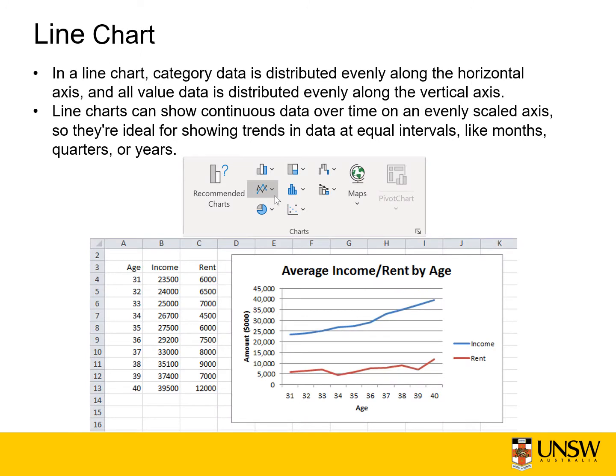Line charts are a good way to show change or trends over time. A line chart plots each data series as a separate line. In contrast to column or bar charts, line charts can handle more categories and more data points without becoming too cluttered. As you can see here, we use line chart to visualize rent and income in different ages.